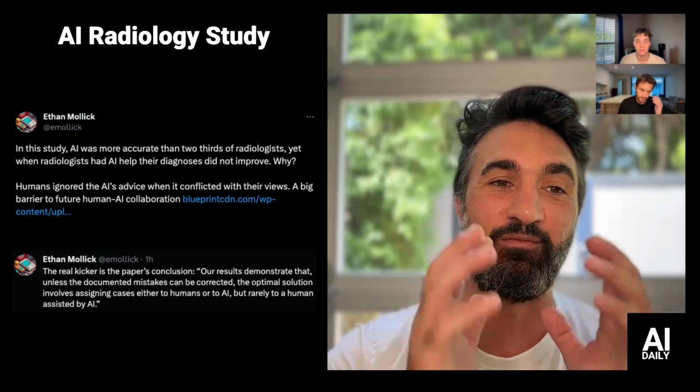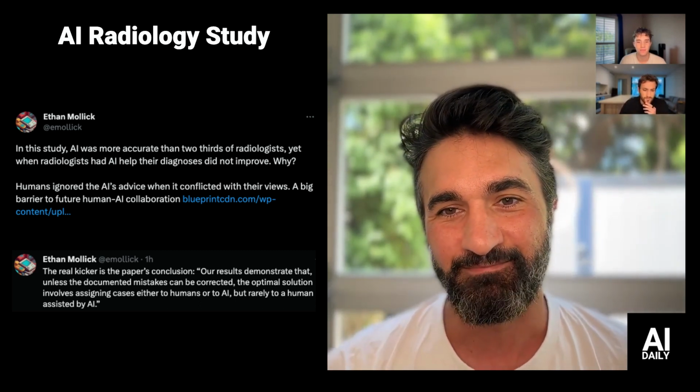Also another primary source story, which we love over here, about radiologists and AI. And I think this is interesting because it points to some real world applications. Basically the paper is asking, is it better to have an AI be your radiologist? Is it better to have a radiologist be your radiologist? Or is it better to have them work together?